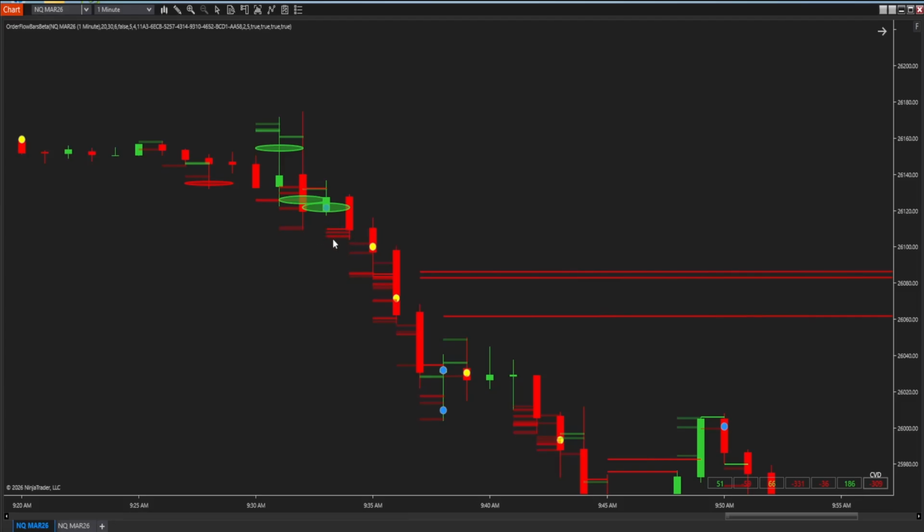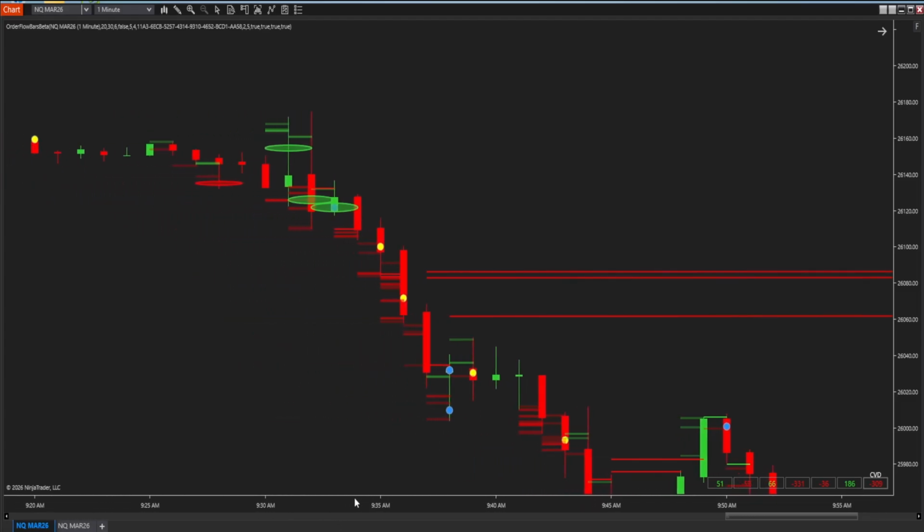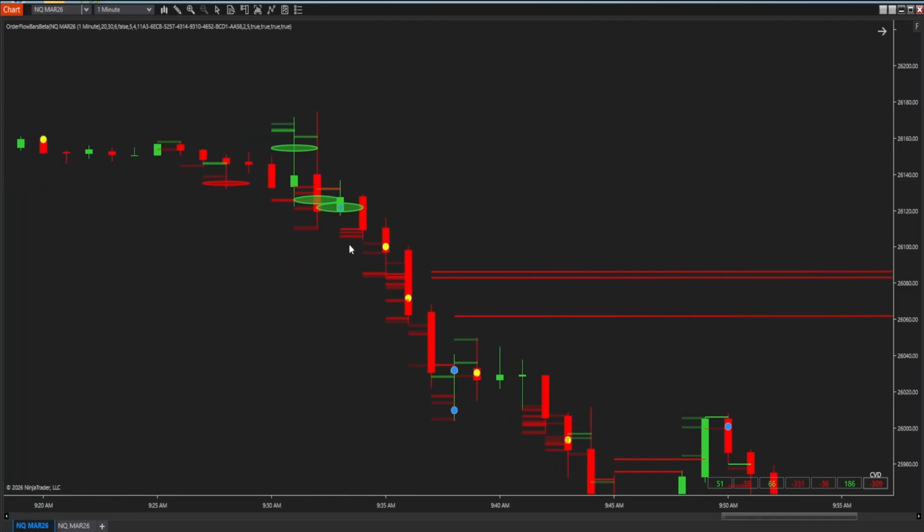But we got multiple, and then it looks like we had an imbalance area right there as well. So we had persistent selling, and then these buyers are underwater, so they're going to have to start selling and cut their buy orders. And then, as you can see, when that happened, we just kind of cascaded down, and then we got a nice little run down here.